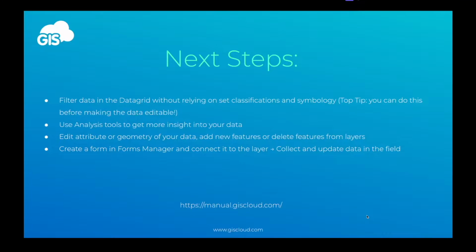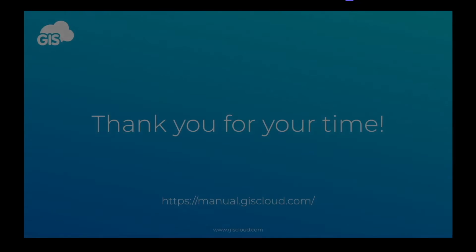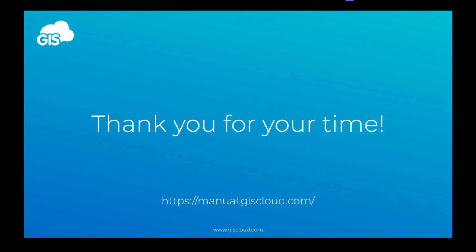Even before making your data editable, you can filter it in the data grid without having to rely only on your set classifications and symbology. After making data editable, you can use all of our analysis tools to get more insight into your data. Next, you can make changes to your data, be it just editing attributes or adding or deleting features from your layers. And finally, you can create a form in the Forms Manager and connect it to a layer on the map to prepare it for field data collection with our mobile data collection app. Thanks for watching, and happy mapping.